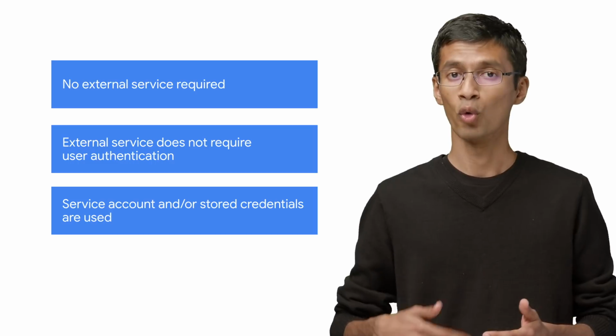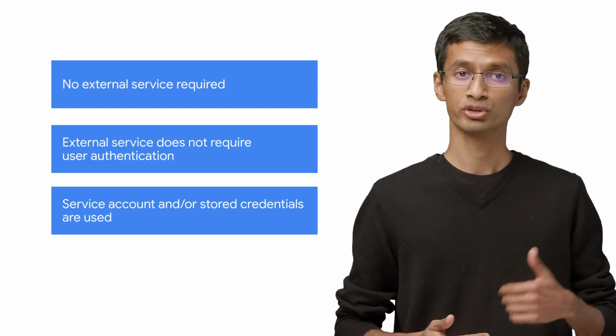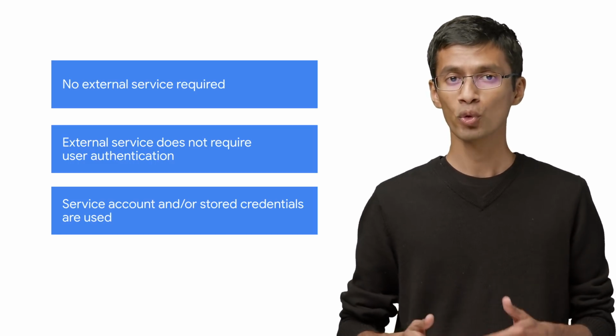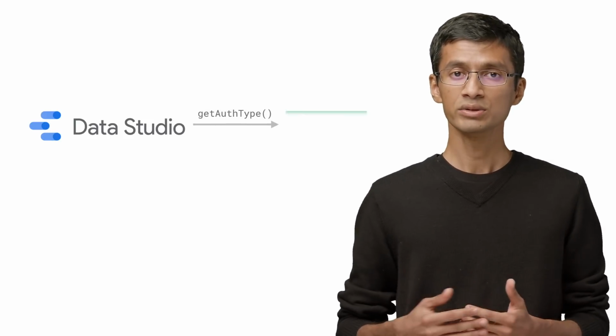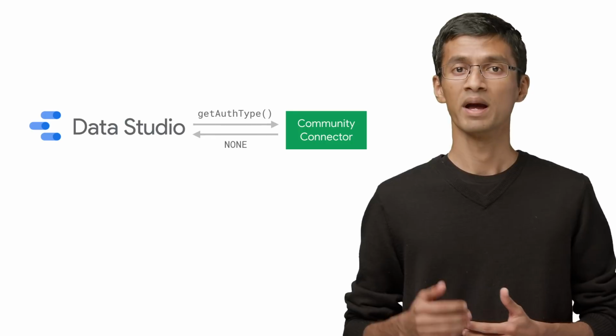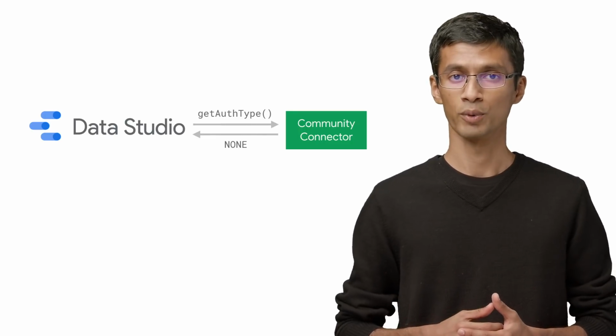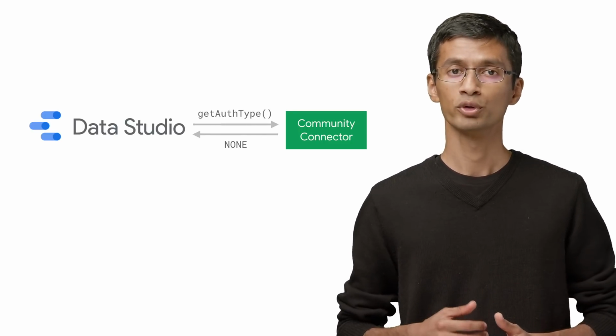You can generate your own API key, store it in your script properties, and use the stored API key in every API call you make. In these use cases, you will return the auth type none for the get auth type response. Data Studio will then proceed with the connector configuration.